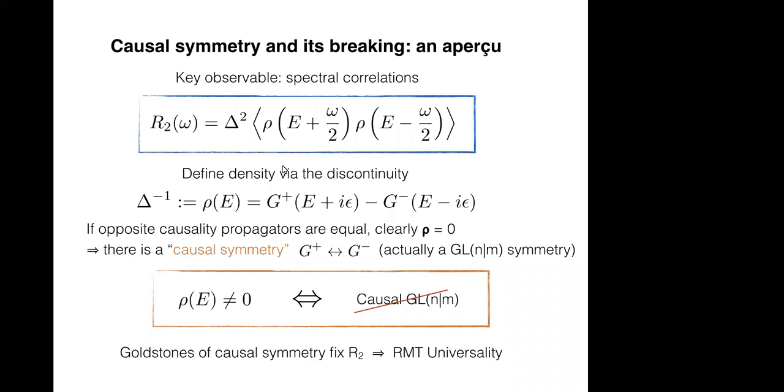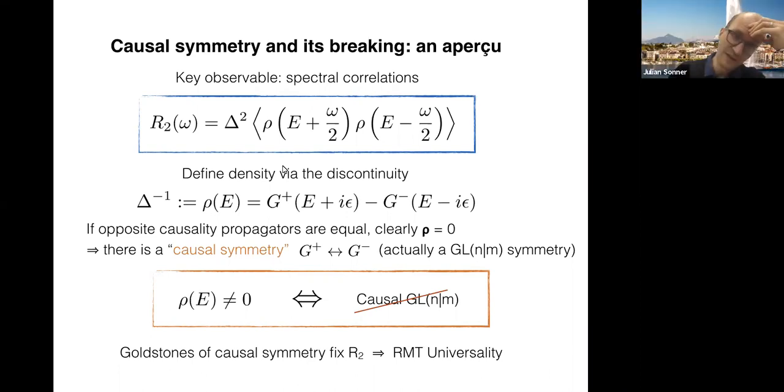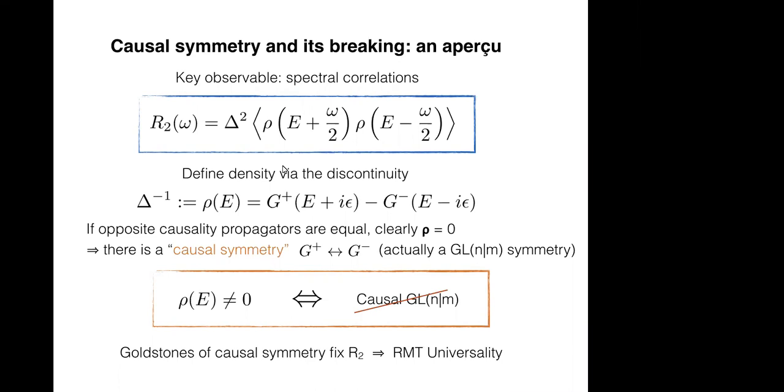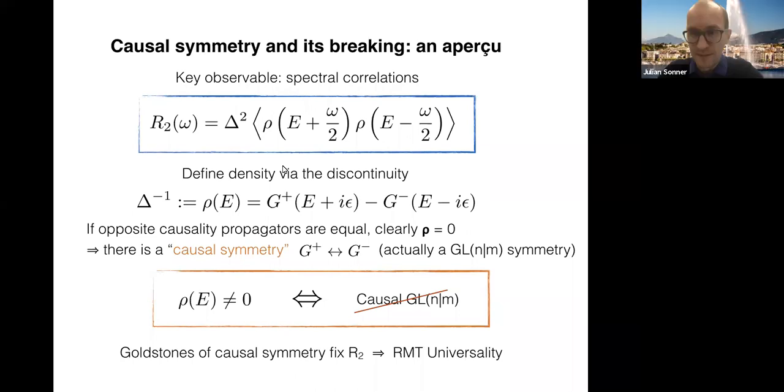So if rho of E is 0, is it clear that R2 is also 0? I mean, this might be naive. If rho is everywhere 0, then the level correlation function will also be 0. Oh, okay. And maybe could you also say what is this GLNM symmetry? How do you define it? No, because I will actually build that in detail. I'll explain that in technical detail, so maybe we'll postpone it to that slide. Yeah. Thank you.